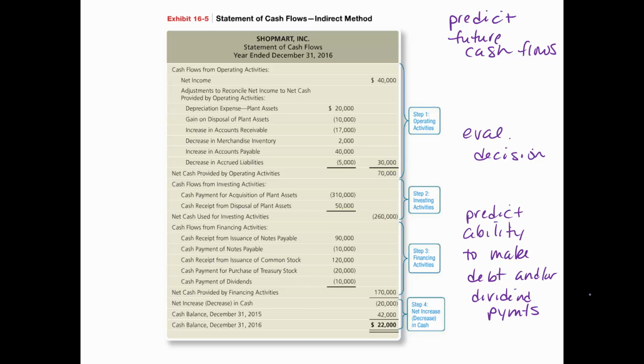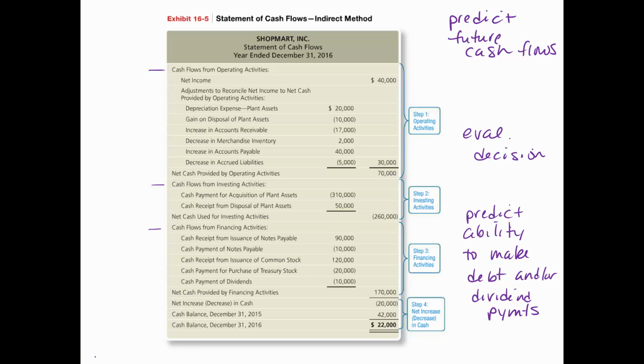So internal managers would like to be able to predict cash flows and evaluate decisions, but external people like potential investors or potential lenders would like to predict cash flows, evaluate decisions, and I want to make sure before I loan you any more money, that you're going to be able to pay me back. So we have 3 sections here. We have the operating, we have the investing, and we have the financing. So we're going to talk about each one of those separately, and then we'll kind of put them all together at the end.